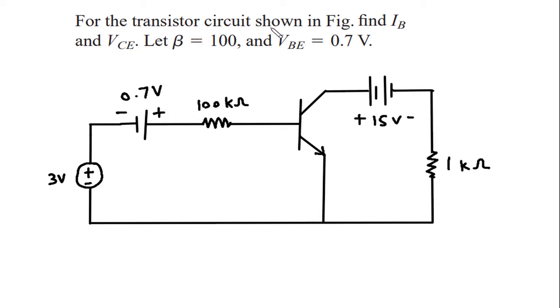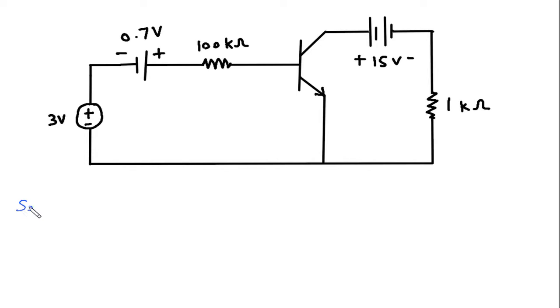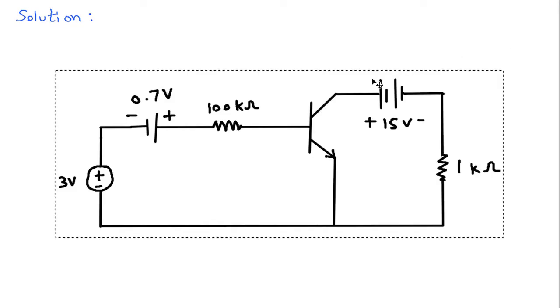For the transistor circuit shown in figure, find IB and VCE. Let beta be equal to 100 and VBE be equal to 0.7 volt. Solution. First of all, we will redraw the circuit.